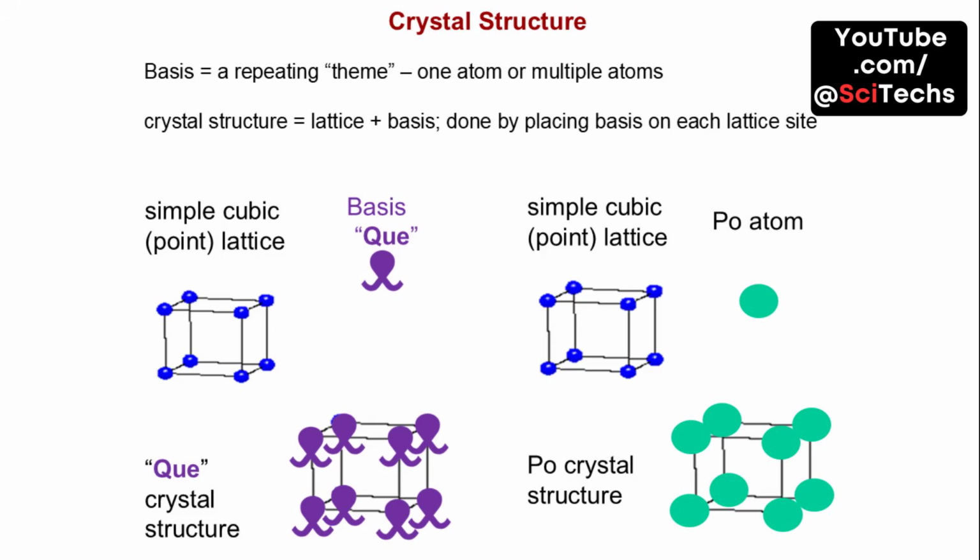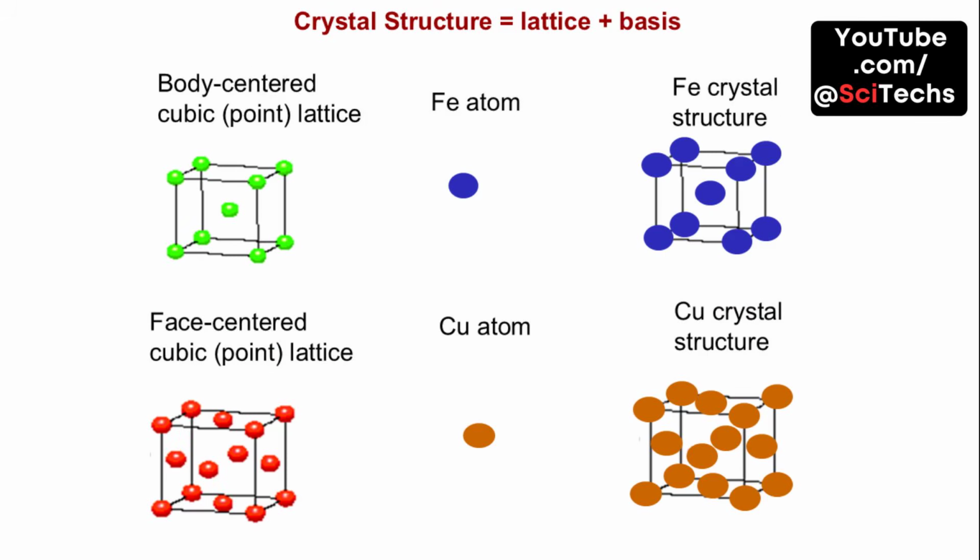The basis is a repeating theme of one or multiple atoms placed on each lattice site. Combining the lattice with the basis forms the crystal structure, as seen in simple cubic and Po crystal structures. Crystal structure equals lattice plus basis. Here, we see examples of body-centered cubic and face-centered cubic lattices with Fe and Cu atoms, respectively.